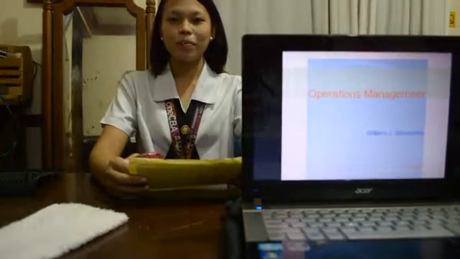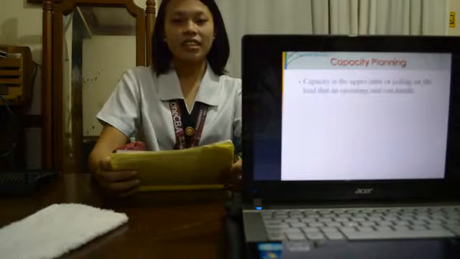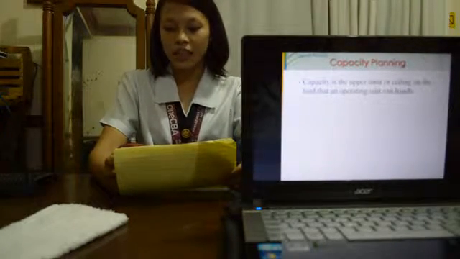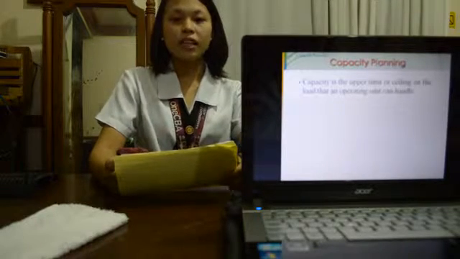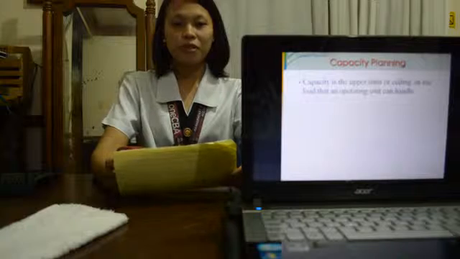We're going to report about capacity planning for products and services. So first, what is capacity? Capacity is the upper limit or ceiling on the load that an operating unit can handle. It is the ability of a system's potential for producing goods or delivering services over a specific time period.